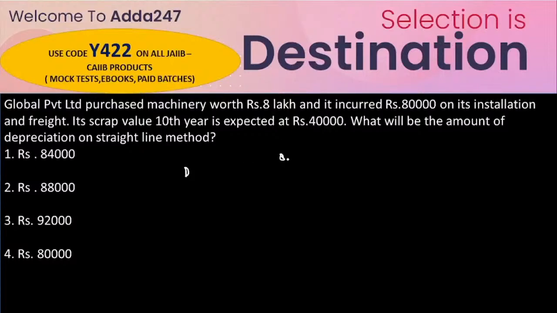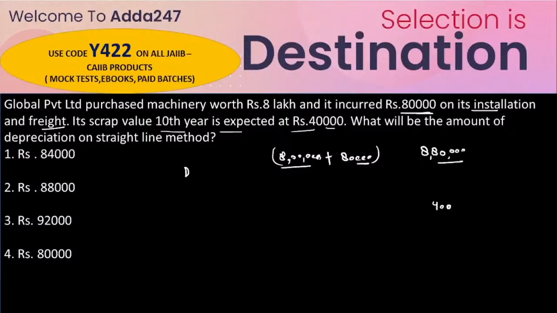So here, say 8 lakh rupees is the cost of the machine, and after that 80,000 rupees is the installation cost, or say installation and freight charges, which is also included. So this is called the total cost of the machine. Whenever we calculate the depreciation, we consider the total cost, which is equal to 8,80,000 rupees, and its scrap value at the 10th year is expected to be 40,000 rupees.